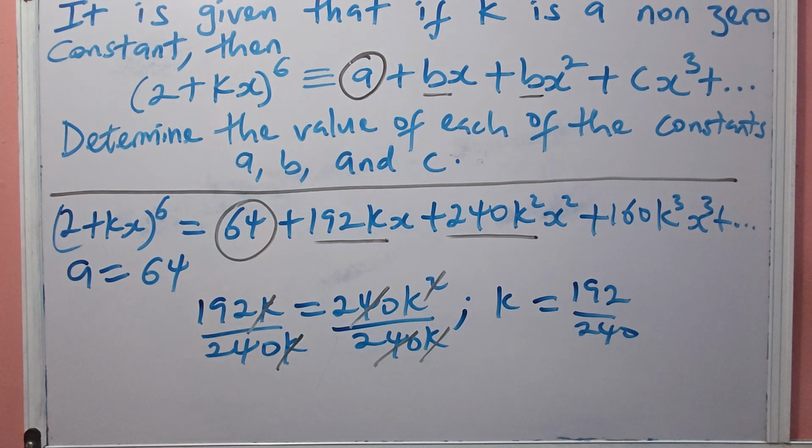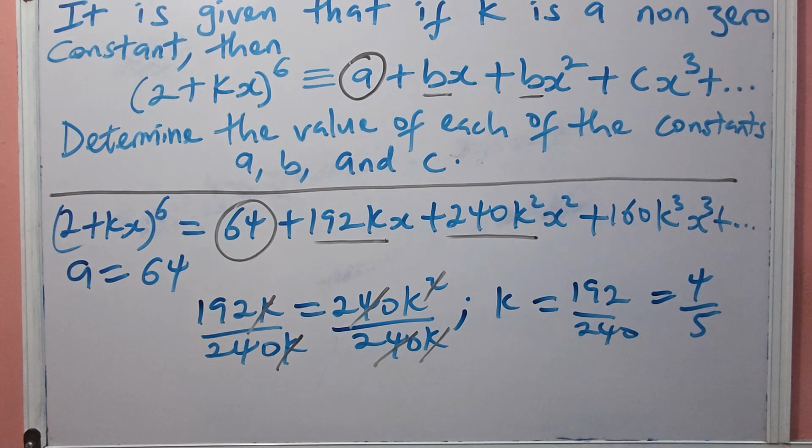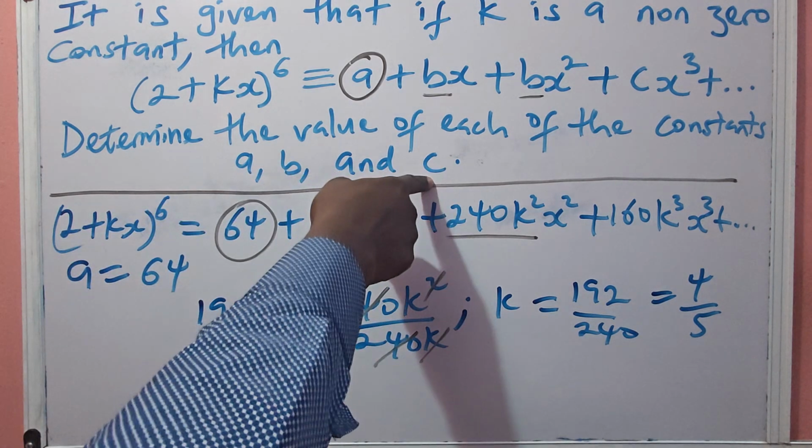So if you go on to solve this, you would end up getting a value of 4 over 5. All right, now we have successfully gotten our value for k. But don't forget, we were not even told at any point in time for us to find k. But k was very necessary in getting our b and c value.